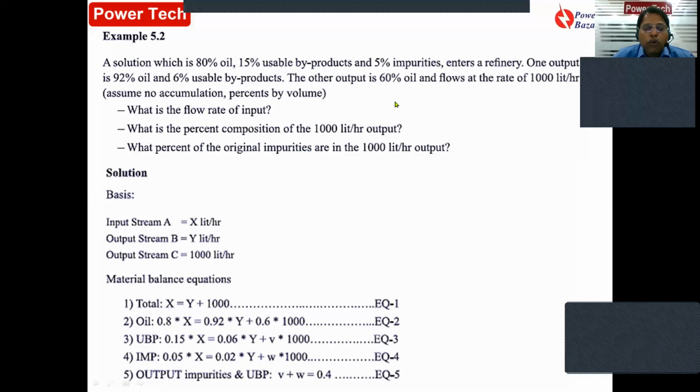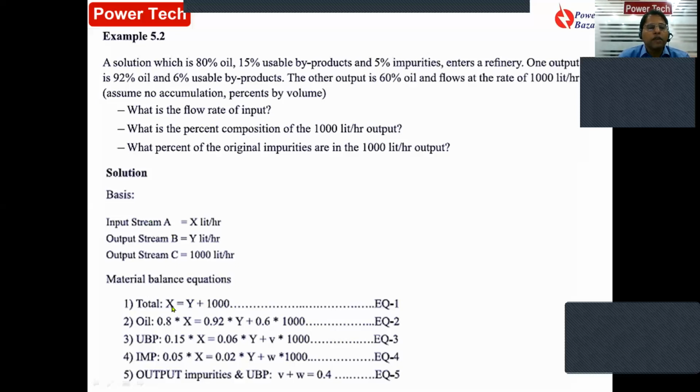No doubt, if you look at the question, it looks very complex, but it can be easily solved by material balance. Now, what is the basis? How many inputs? One input, and it is not given, so let us assume x liter per hour. This is the flow rate. Then there is another output, B. Let us assume it is y liter per hour. Now the C output is given, 1000 liter per hour. So A is equal to B plus C. That means x is equal to y plus 1000.